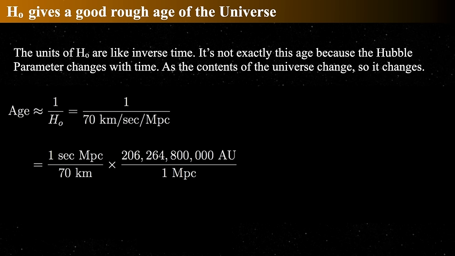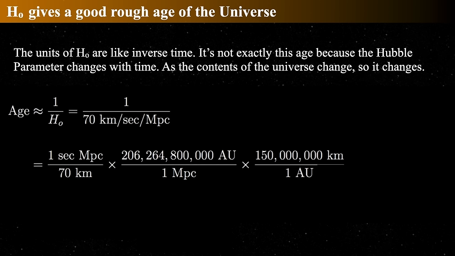206 billion astronomical units. I guess you have trillion if you're talking Brit talk. But how many astronomical units are there in a kilometer, or reverse wise, how many kilometers are there in an astronomical unit? There's about 150 million kilometers in an astronomical unit. And finally, we've converted megaparsecs to astronomical units and astronomical units to kilometers.